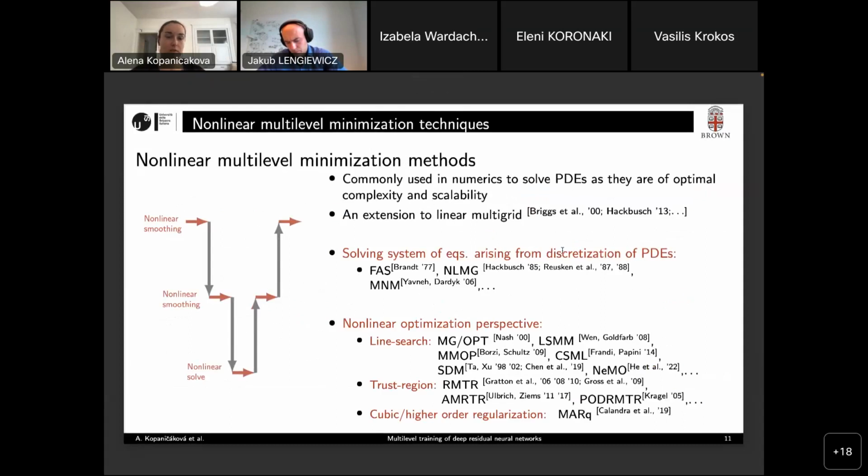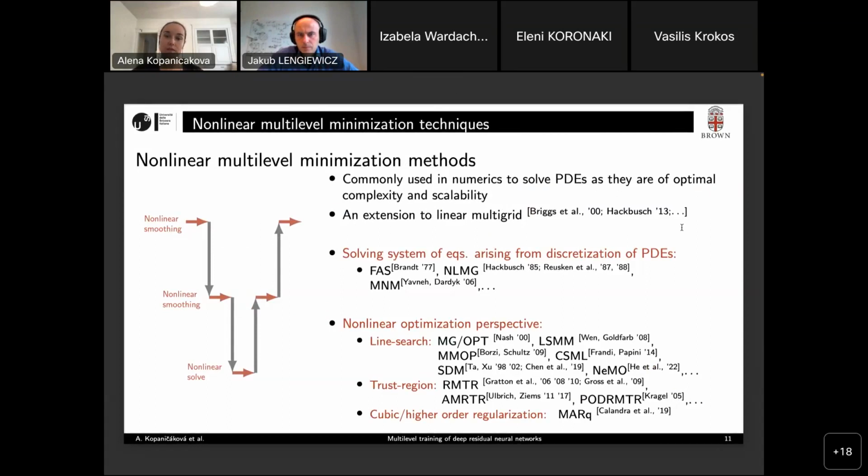And now let me talk a little bit about multi-level methods. So for those who are not familiar, these multi-level methods were initially introduced in numerics to solve partial differential equations, and they became quite popular. This is mostly due to the fact that they are of optimal complexity and scalability.